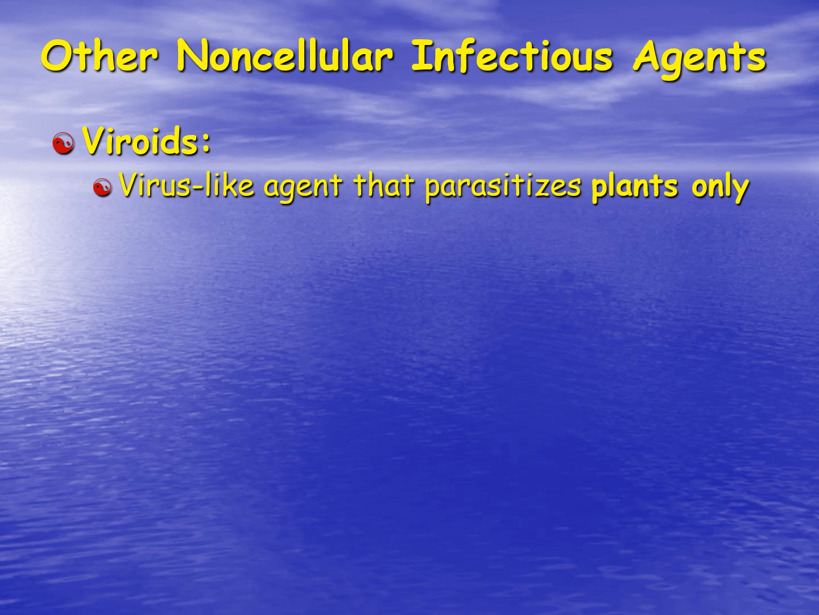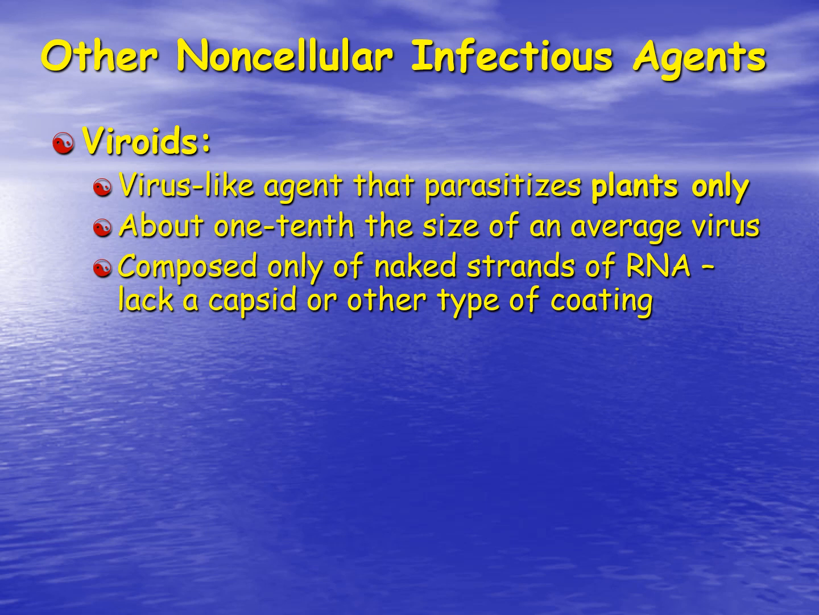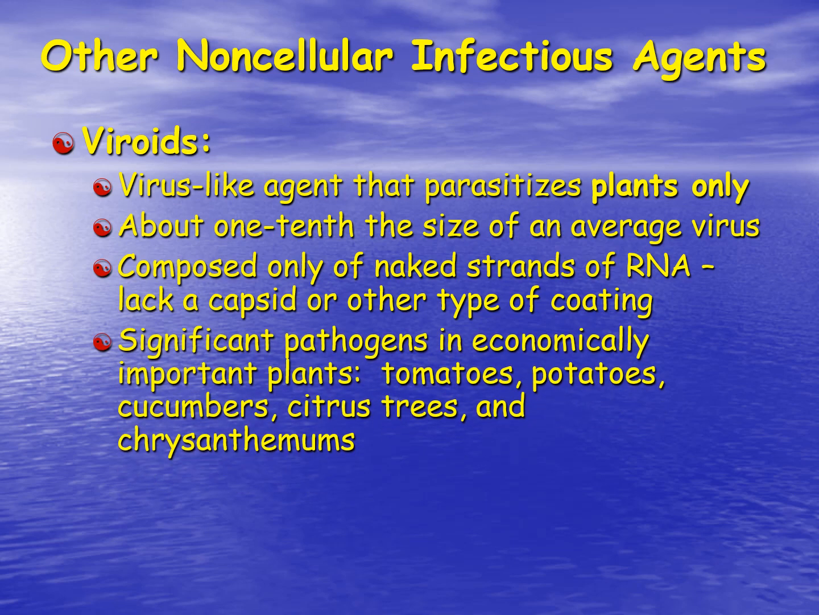Viroids are virus-like agents that parasitize plants only. These are actually about 1/10 the size of an average virus, and they are composed only of a naked strand of RNA. However, they lack a capsid or any other type of coating. So viroids are simply RNAs that infect plants that cause virus-like diseases. Significant pathogens in economically important plants such as tomatoes, potatoes, cucumbers, citrus trees, and chrysanthemums.